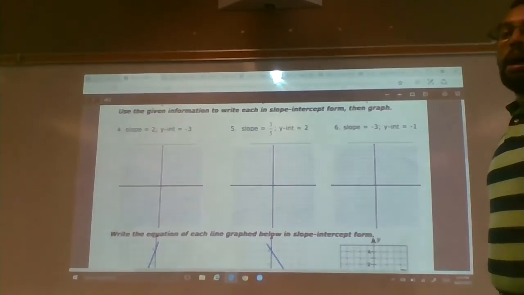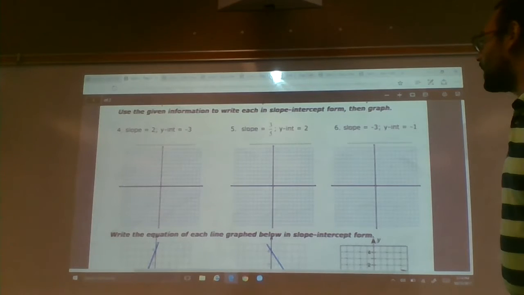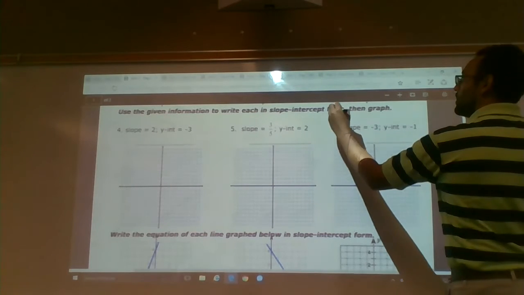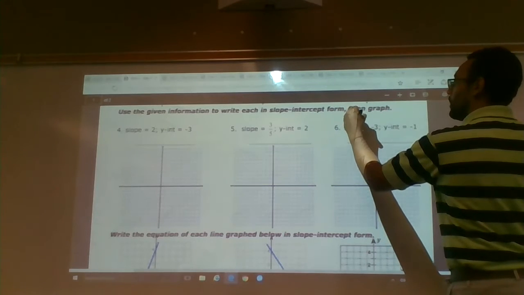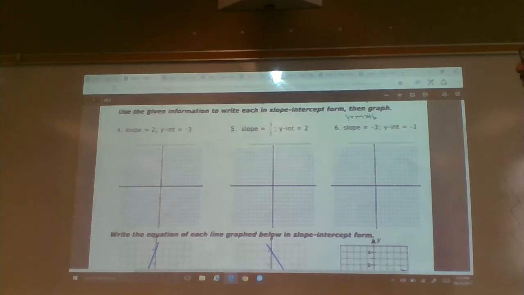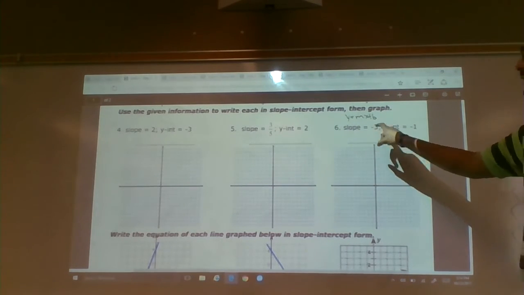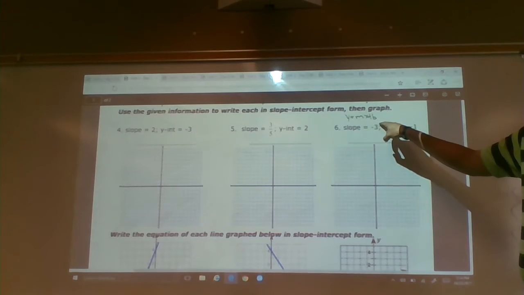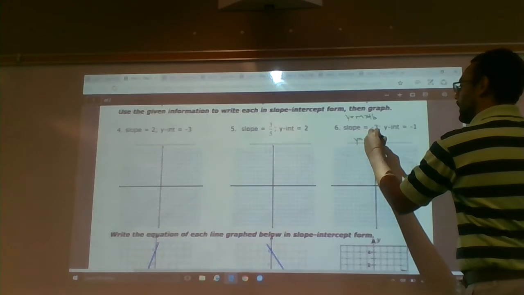Okay, now it says using the given information, write each in slope-intercept form, then graph. So slope-intercept form. Whenever you see a slope-intercept form, get into the habit of writing y equals mx plus b. Slope is -3, y-intercept is -1. That goes in for m, that goes in for b, respectively. So y is -3x minus 1.